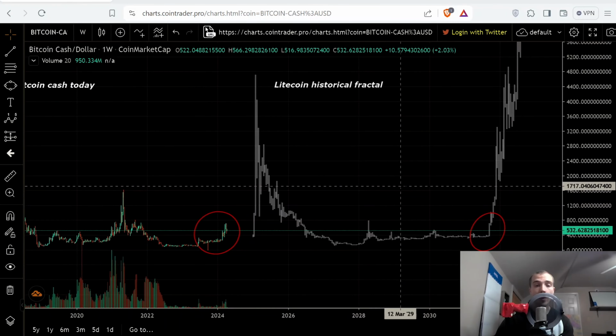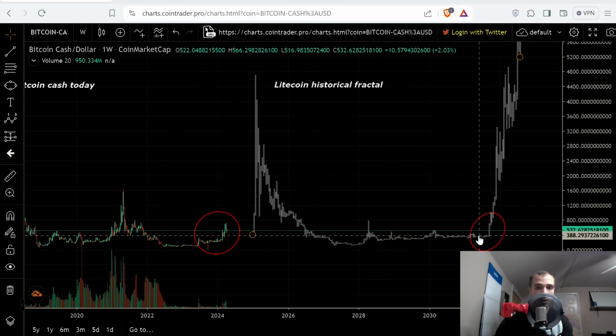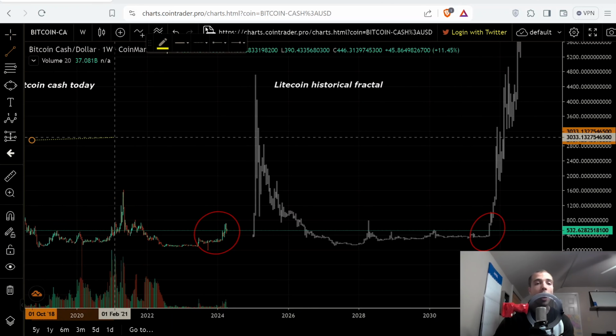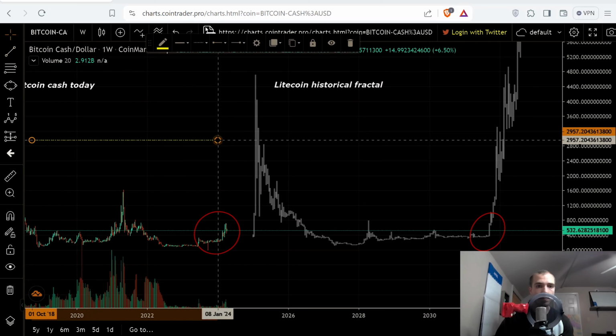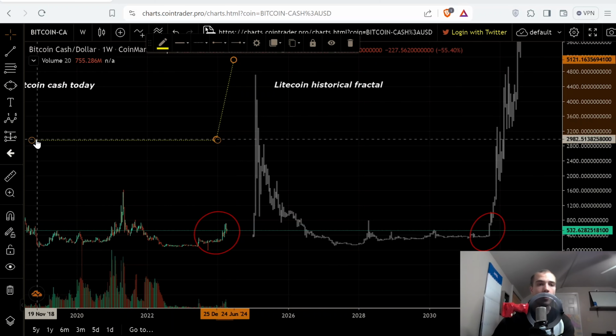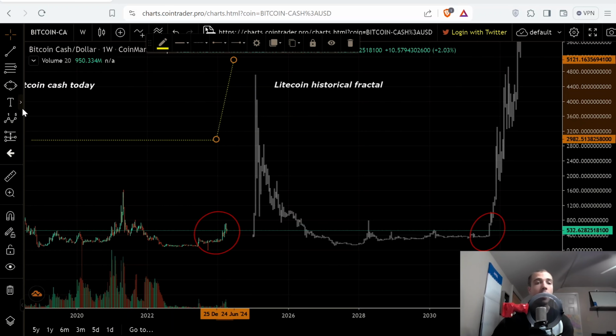As you can see, Litecoin, after it finished its accumulation cycle, started a bull market. And when crypto does bull markets, generally what we've seen is sideways movement for a long time. Then when it breaks out, you see a huge vertical move that happens really quickly. And then that's kind of the bull market, right?